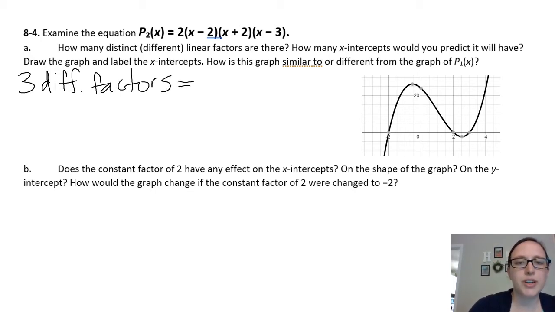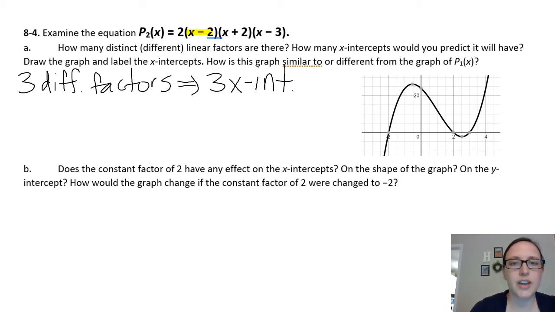So we're going to pretend like we don't see that graph over there. There would be 3 x-intercepts. And then we have that graph drawn. So again, I'm going to show you how we would just predict where the x-intercepts would be based on the factors. Since that's a factor of x minus 2, we have an x-intercept at positive 2.